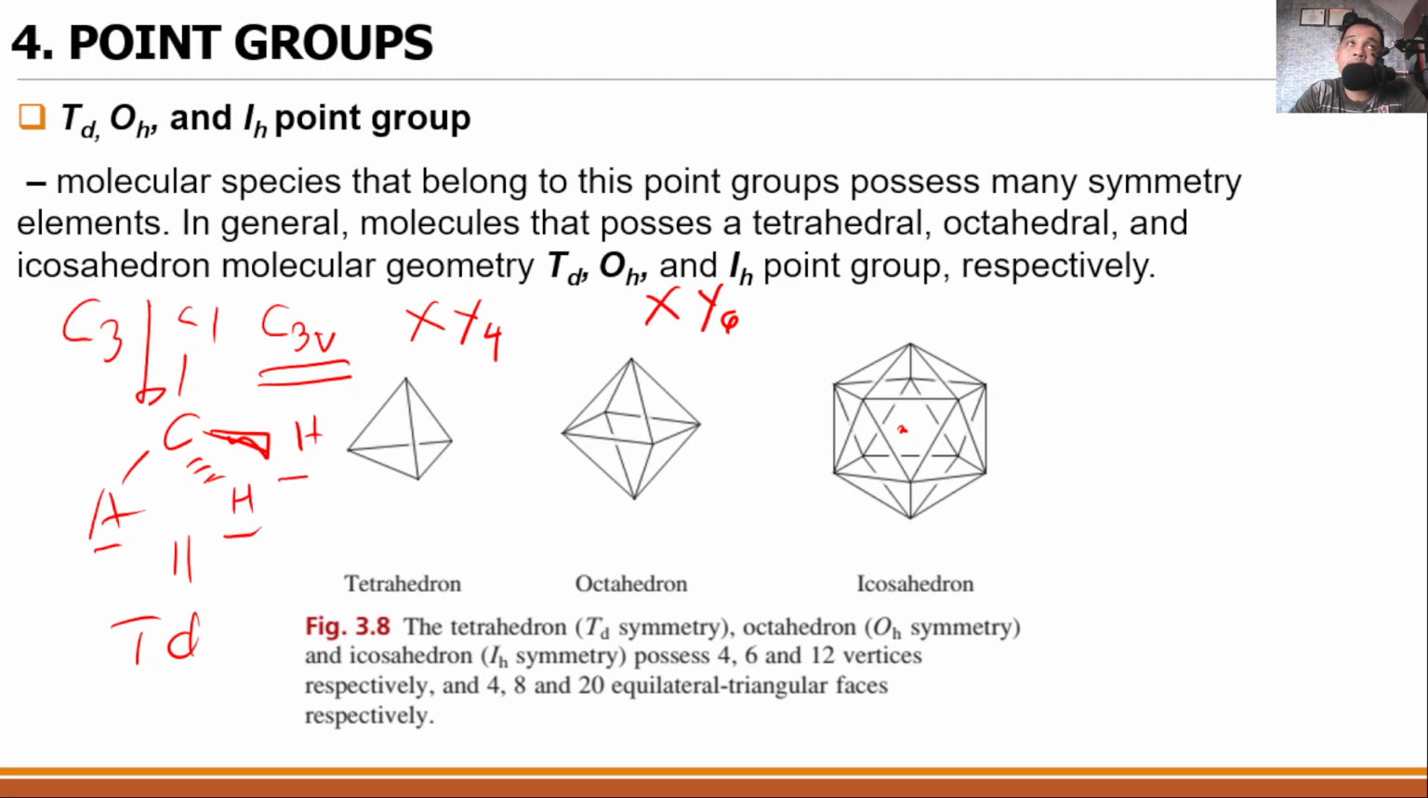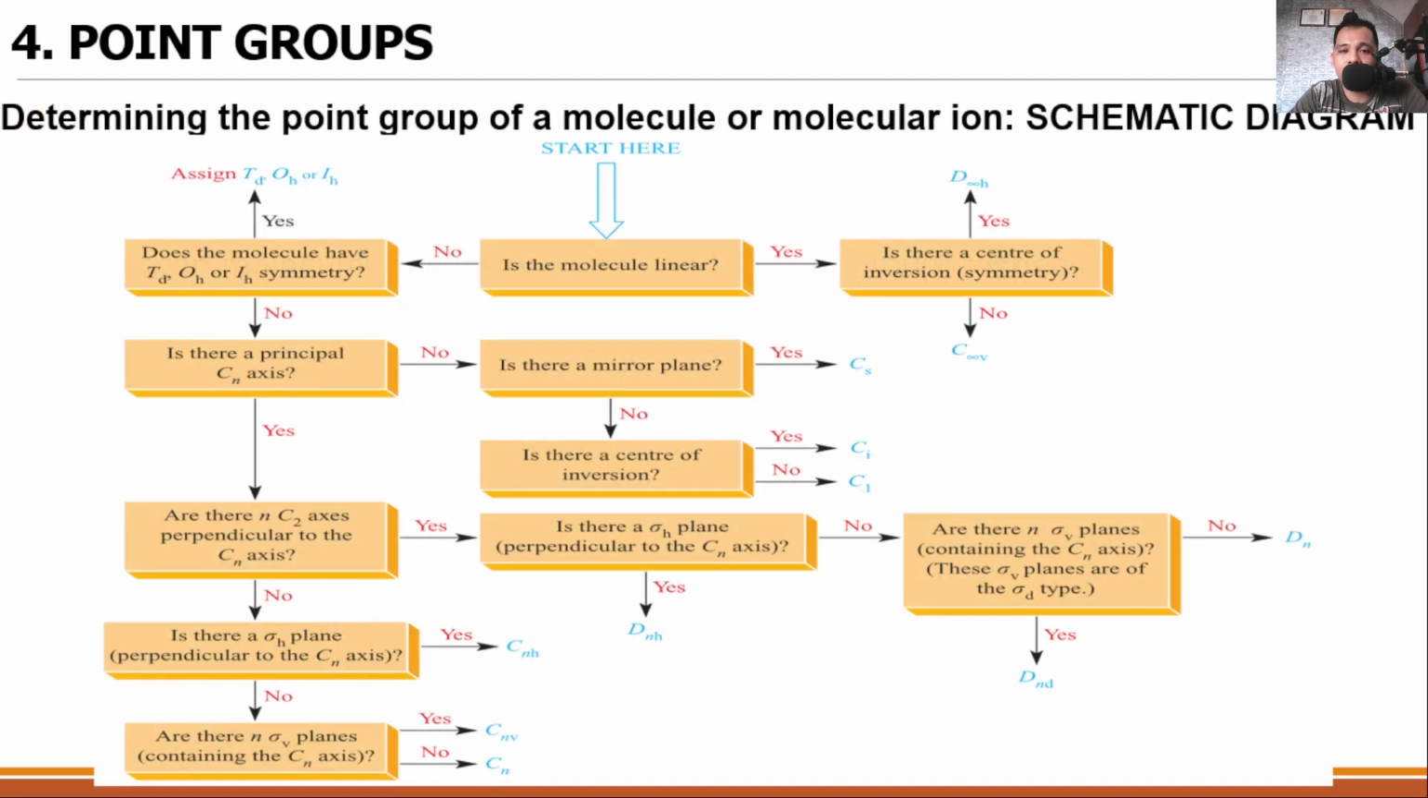So, the determination of our point group is this one. Remember, always remember this. What are our operations? Mirror planes and fold axes.